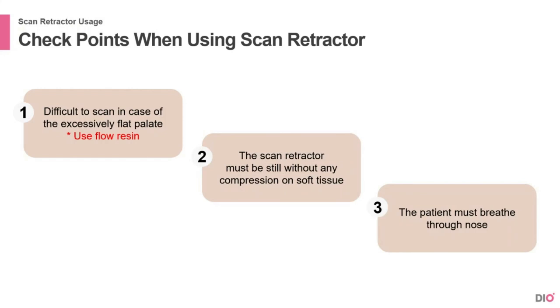Let's go over the precautions when using a scan retractor. First of all, it will be very difficult to scan if the palate of the patient is excessively flat. Secondly, the scan retractor must be still, and you must be aware of an excessive distension or compression of soft tissue. Thirdly, when scanning, the patient must breathe through the nose and stand very still.